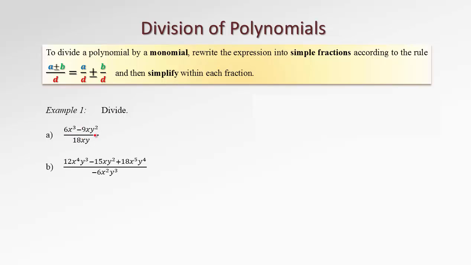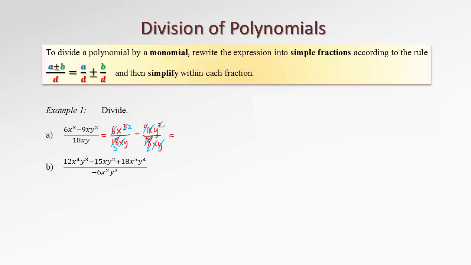Okay, so to perform this division, let's rewrite the question in simple fractions. So 6x cubed over 18xy minus 9xy squared over 18xy. And then we can reduce common factors within each fraction. So we can reduce 6 with 18, leaving 3 in the bottom. We can reduce 1x with 1x in the top, leaving 2x's in the top. Okay, and here we can reduce 9 with 18 and 1x and a single y. So another y will stay in the numerator.